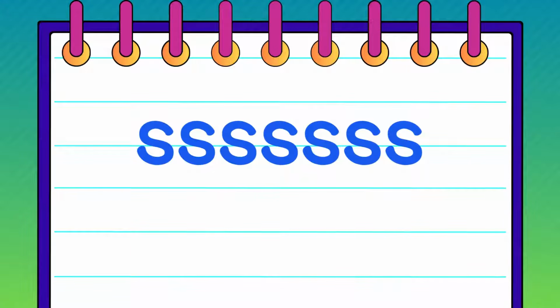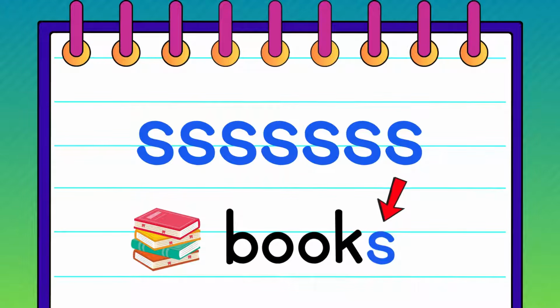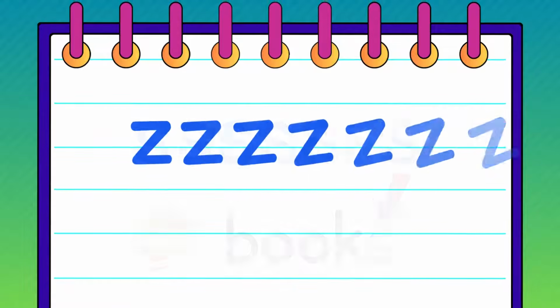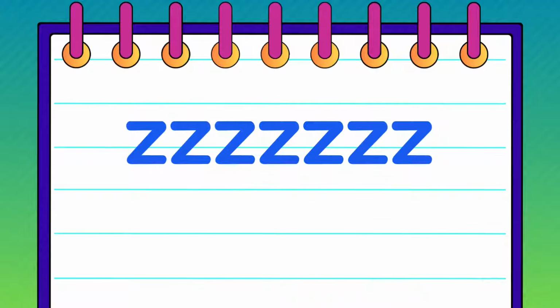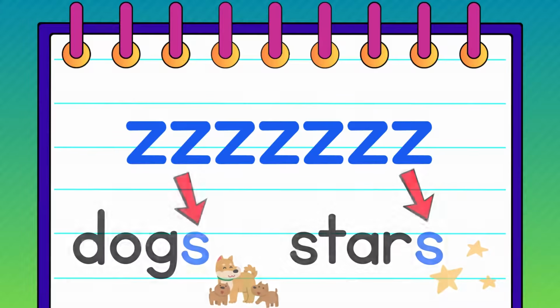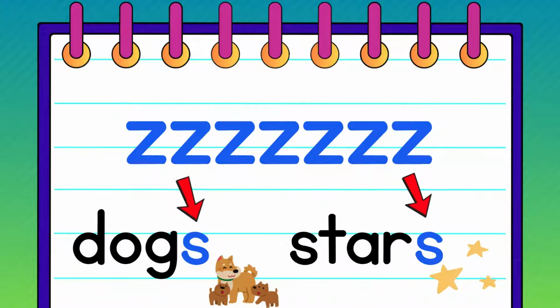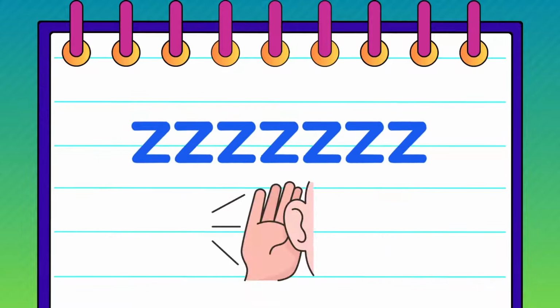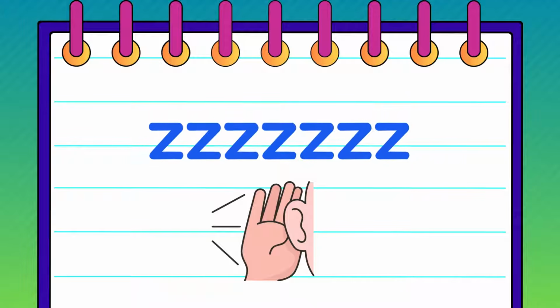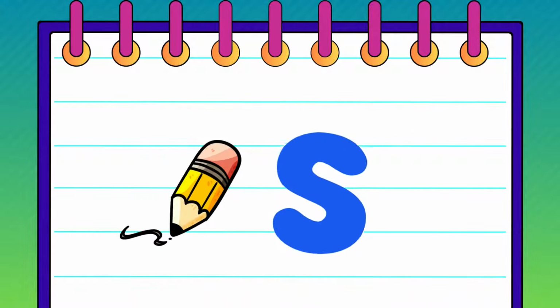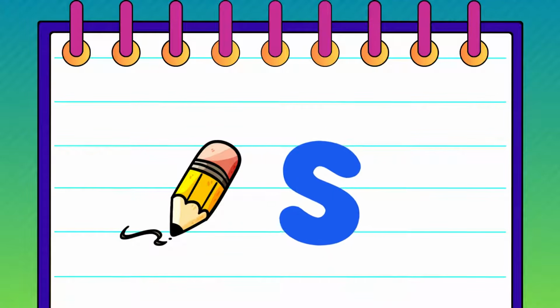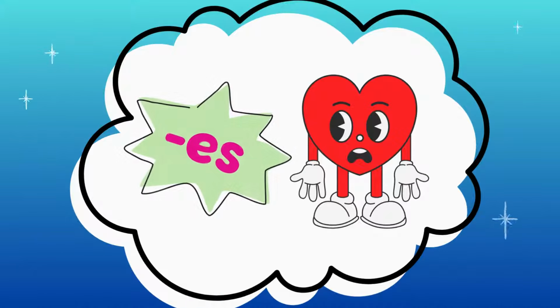When we add the suffix S, sometimes it sounds like S, like at the end of the word books. And sometimes it sounds like Z, like in the word dogs and stars. Remember, when you hear the Z sound at the end of a plural word, the suffix is spelled with the letter S. What's that, Huggy?